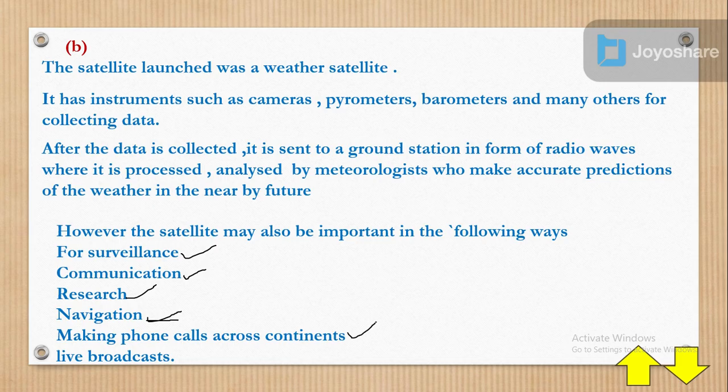Then making phone calls across continents. Yes, this is very true. You may be in this place and calling someone in another place. We are able to communicate without any wire. That works with a satellite. Signals go to the satellite, and it sends them back to the person.